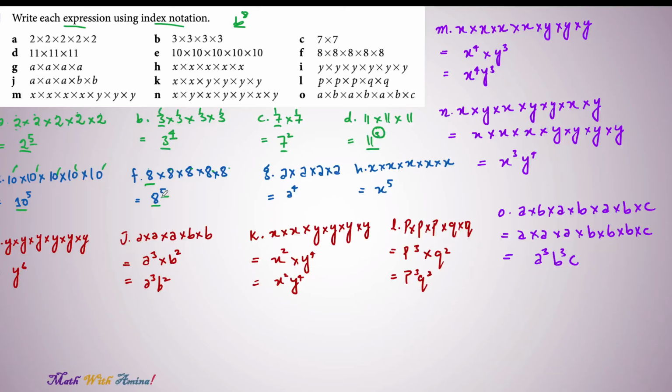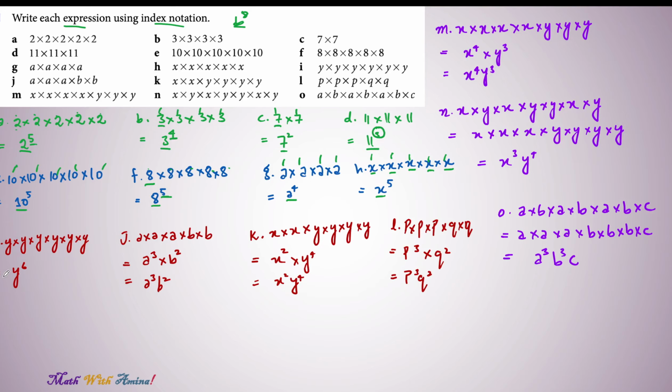A multiplied by A multiplied by A multiplied by A. Here, instead of numbers, we have variables. So again, what is the base? It is A. Then how many times is it multiplied, giving us the index? It is 4 times. Next we have x multiplied by x multiplied by x multiplied by x multiplied by x. Here the base is x and the index is 5: 1, 2, 3, 4, 5. So it appears 5 times in multiplication. Therefore x raised to the power of 5, or x with the index of 5.